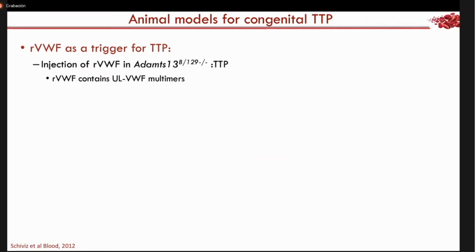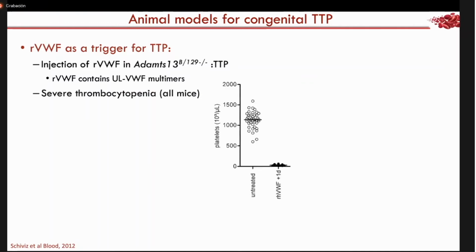So they did that. They injected this recombinant VWF in the black 6 mice, so the mice that were not susceptible to TTP when triggered with Shiga toxin. When they injected those mice with these large amounts of recombinant VWF that contained ultra-large VWF, they saw that they had severe thrombocytopenia in all mice tested. So you see the platelet count in the untreated mice, normal platelet count. When injected with recombinant VWF, you induce severe thrombocytopenia, which is a sign and symptom of TTP.